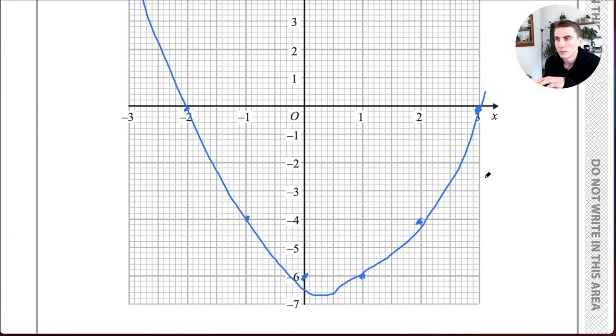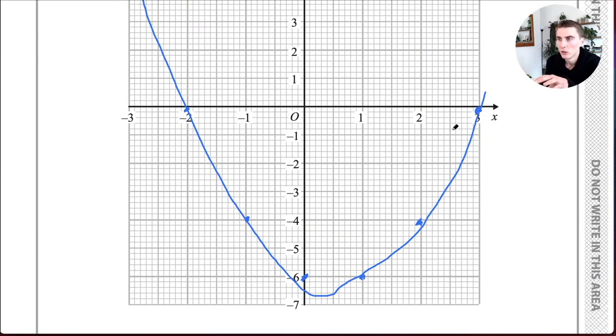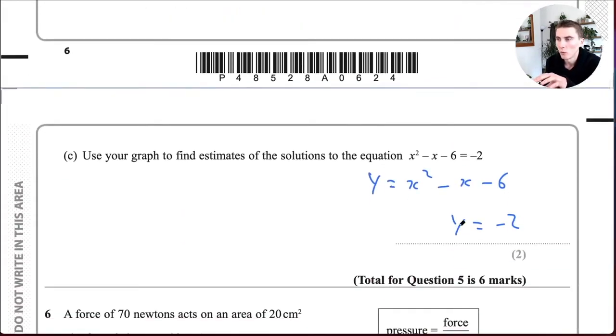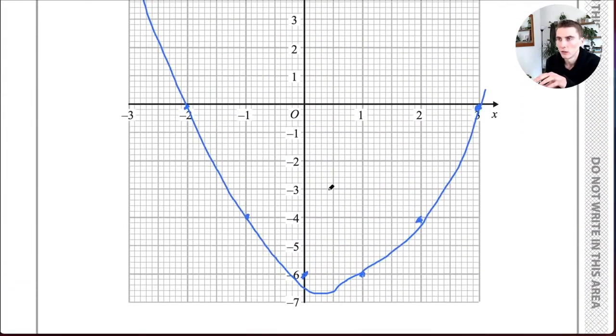So if we scroll up, we already have the main one. So all we now have to do is plot y equals 2. So 2 is here. So y equals 2 would just be a line going straight across like that. And the points where these cross is this point here and this point here. So I just see where these are.